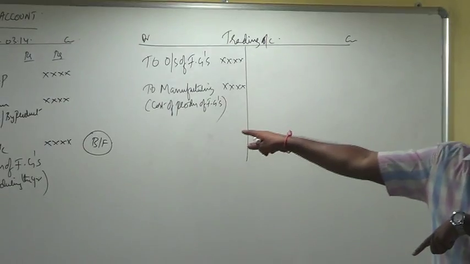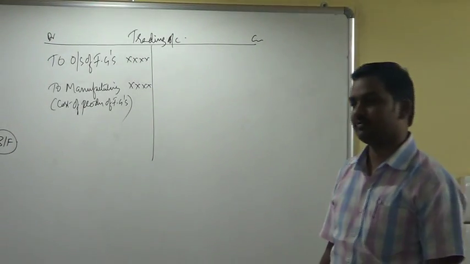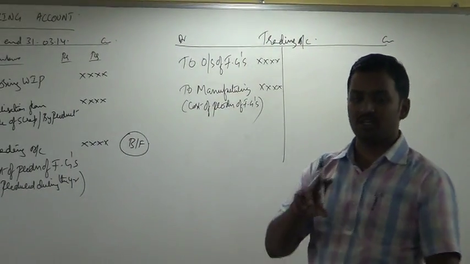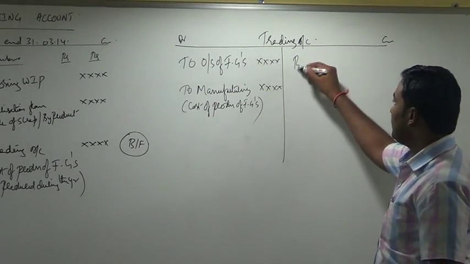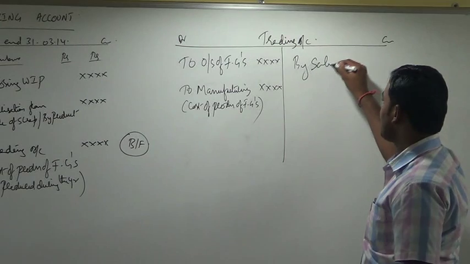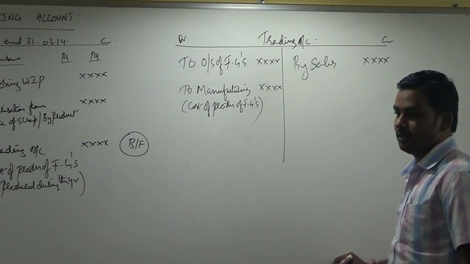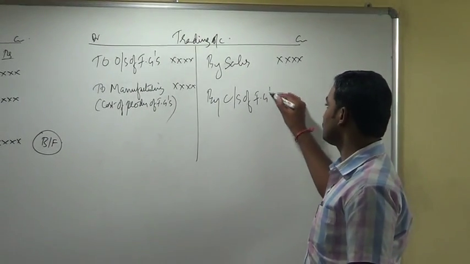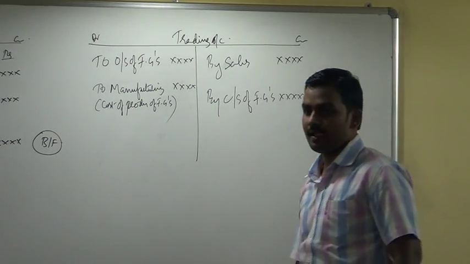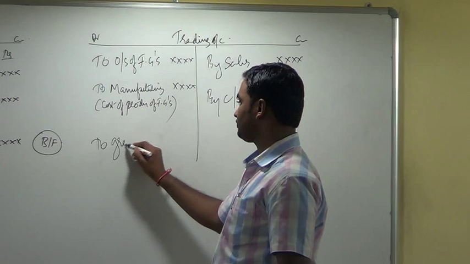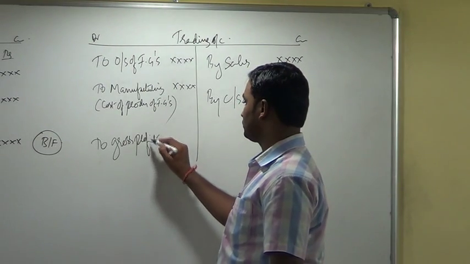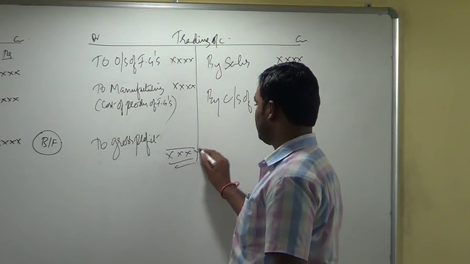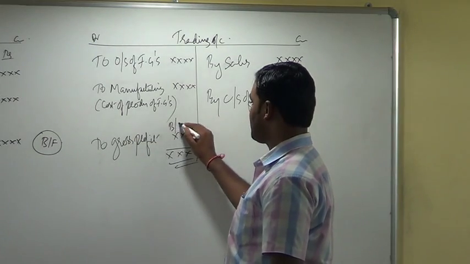In place of purchase, now what do you have? Cost of production of finished goods produced during the year. In the case of a trader, purchase price of finished goods is shown there. In the case of a manufacturing concern, cost of production is shown there. By net sales or by sales. The sales of finished goods should be shown here. By closing stock of finished goods. You will get gross profit. Balancing figure.